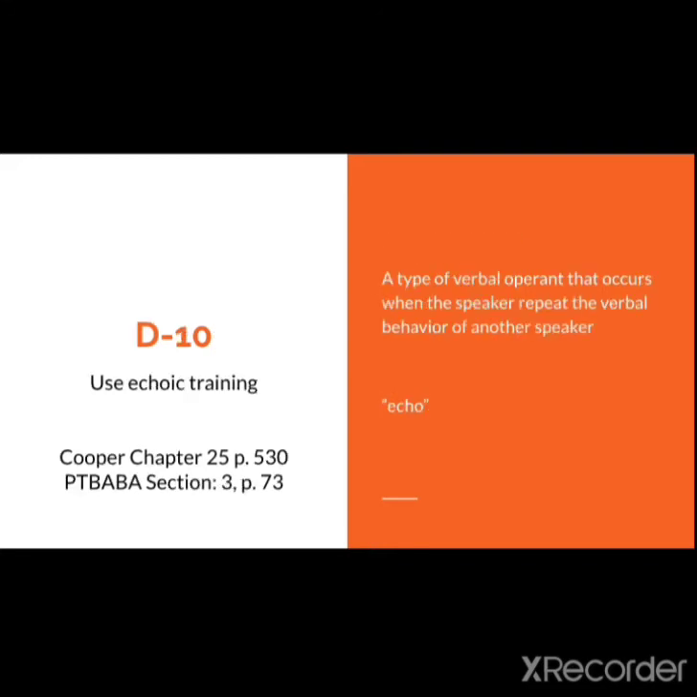Our first verbal behavior that we're going to talk about is echoic training. This is a type of verbal operant that occurs when the speaker repeats the verbal behavior of another speaker. So if I said echo and you said echo, that is echoic training right there. You've repeated what I've said. With echoic training, there is formal similarity, so they're both going to be verbal. And then there is point to point, where they both have the same beginning, middle, and end.